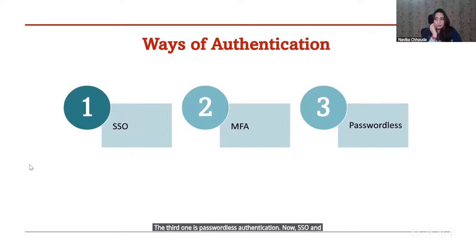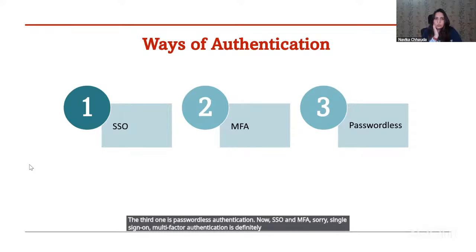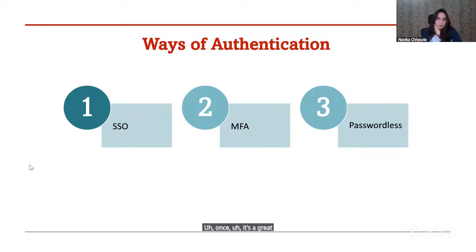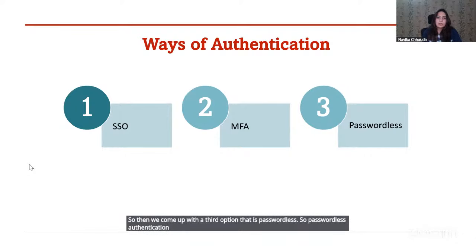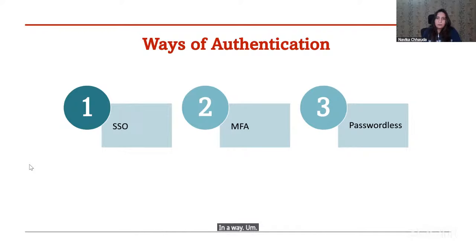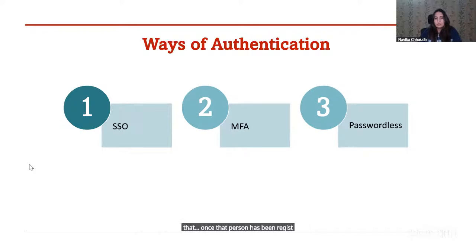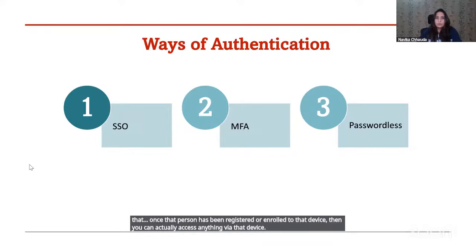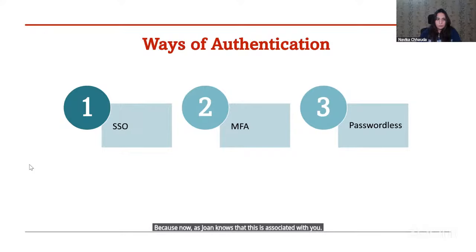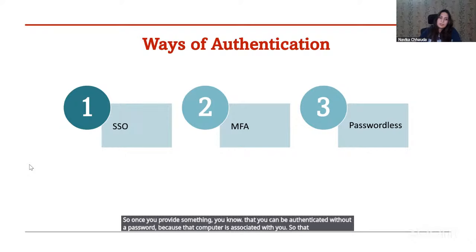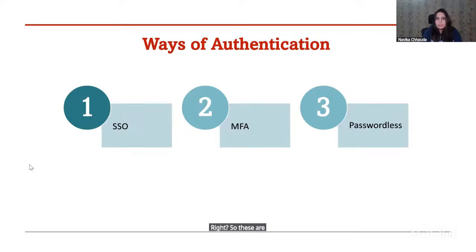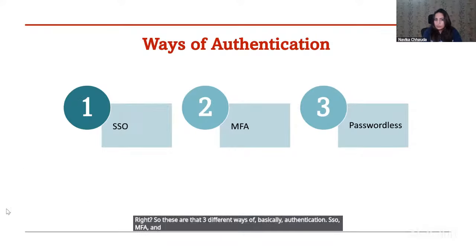Now, single sign-on and multi-factor authentication are definitely great, secure ways. But at times it's difficult to manage your passwords and usernames, etc. So then we come up with a third option, that is passwordless. Passwordless authentication needs to be set up on a device. For example, if you are associated with a device and the device knows that this device belongs to this person, once that person has been registered or enrolled to that device, then you can access anything via that device, because now Azure knows that this is associated with you. Since that computer is known to you, you can be authenticated without a password. That is what passwordless is. So there are three different ways of authentication: SSO, MFA, and passwordless. I hope these concepts are clear.